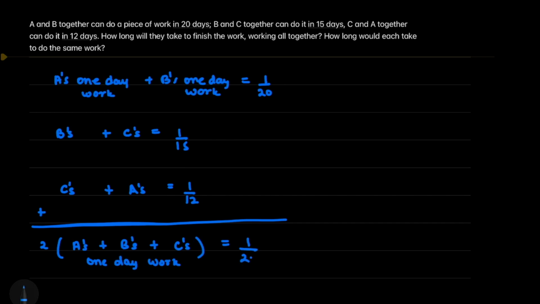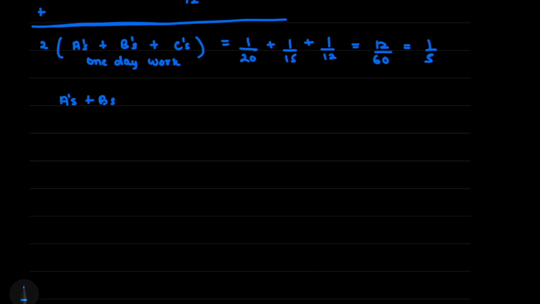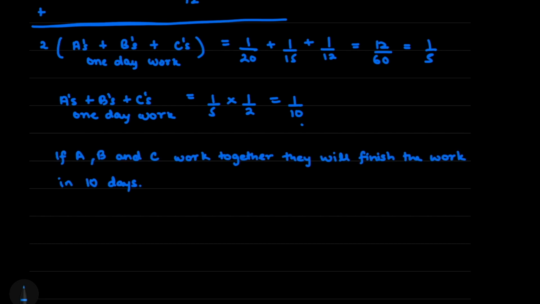And that gives us 1 by 20 plus 1 by 15 plus 1 by 12. And that comes out to be 12 by 60 or 1 by 5. So finally, A's, B's, and C's 1 day of work equal to 1 by 5 into 1 by 2, because the 2 comes from out here. And that gives us 1 by 10. Following the rule of thumb, if A, B, and C work together, they will finish the job in 10 days.